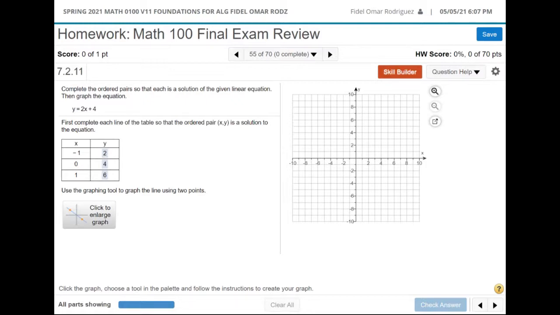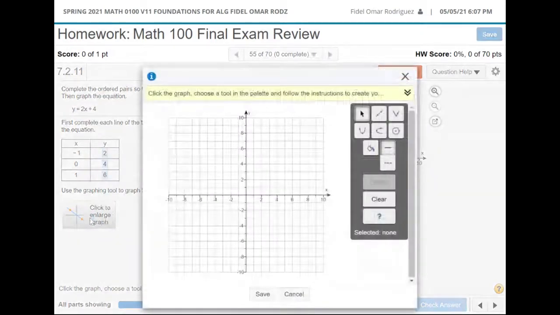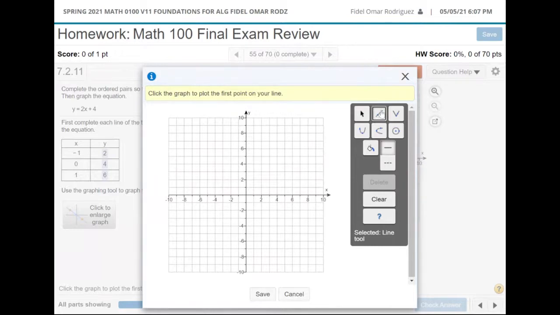So guys, I wanted to do this on my MyMathLab so you could see exactly what I'm doing. I'm going to click on this little part right here. It says click to enlarge the graph. By default, it always goes to this little arrow, but we're going to draw a line, so I need to click the second one. Now, notice we have these points here. When I plot these points, it's only going to let me pick two of them. I can pick negative 1, 2, or 0, 4, or 1, 6, but I can't do all three. So I'm just going to pick the first one, negative 1, 2.